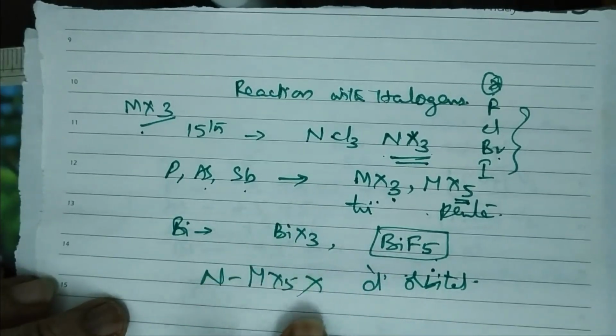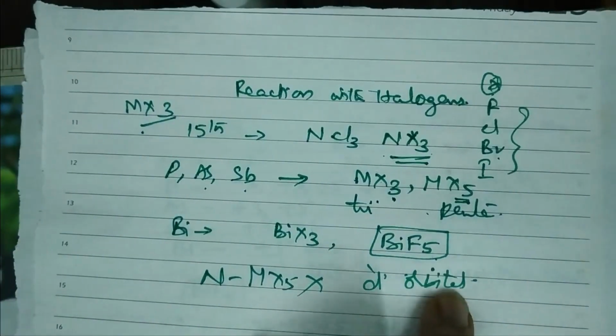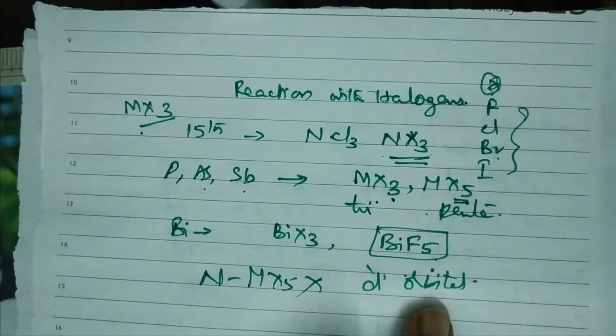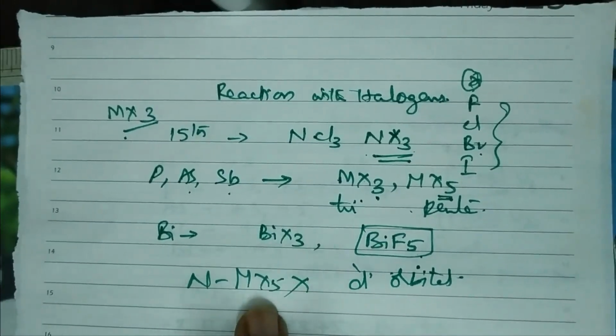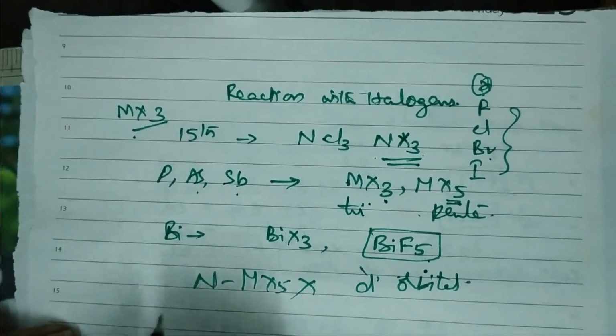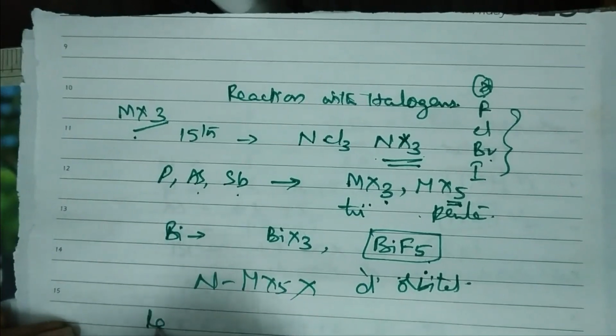That is very important in the 2 marks questions. Why does nitrogen give only MX3 type of halide but not MX5? Due to the absence of d orbitals, it gives only MX3 type of halide but not MX5. And next one, after halides, reactions with metals.